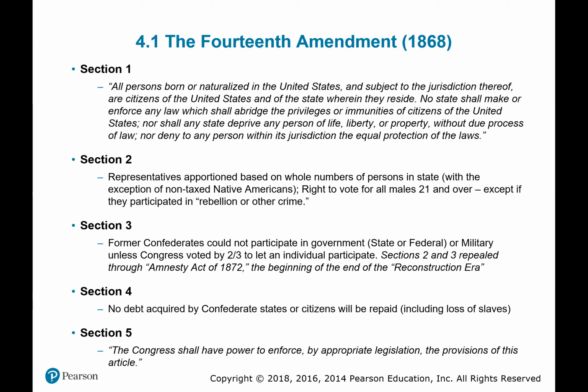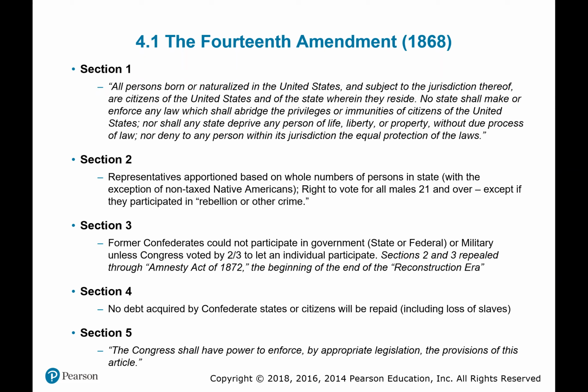Now later, Sections 2 and 3 were repealed through the Amnesty Act of 1872. And that was the beginning of the end of the Reconstruction era, where the federal government took control of the southern states after the Civil War to about 1877. But with this Amnesty Act of 1872, you had all of these former Confederates who were now allowed to vote and who were allowed to participate in government. And then they started taking apart a lot of the measures put forth by the federal government to allow African Americans to hold office, to vote, etc.